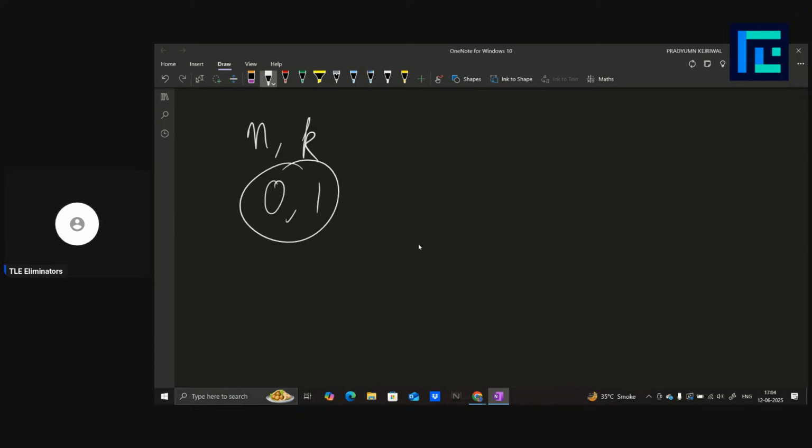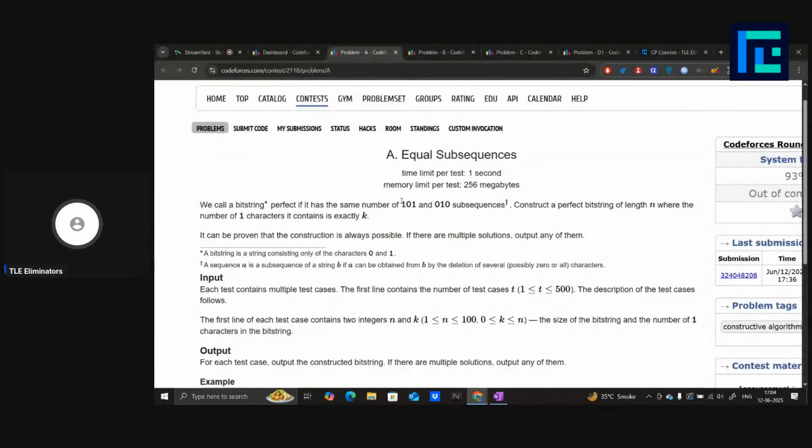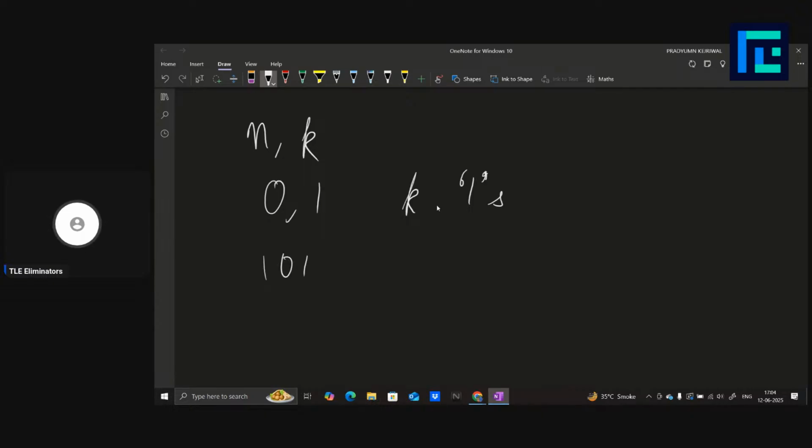Basically the problem says that we have been given two integers n and k, and we have to print a bit string. A bit string means any string which contains only 0 or 1. It should contain exactly k ones, and we have to print it such that the subsequences 101 and 010 are equal in number.